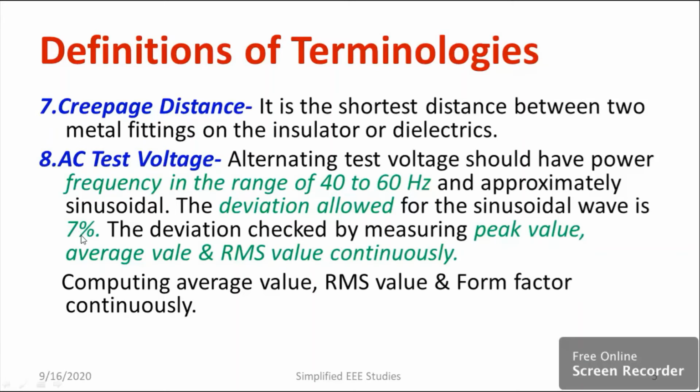It may be plus 7 or minus 7%. The deviation can be checked by using peak value, average value and RMS value continuously. So this is the standard definition of AC test voltage. That is also required. So you have to note down the frequency range, the shape, and the deviation. Then you are going to check the deviation by using peak value, average value and RMS value continuously.